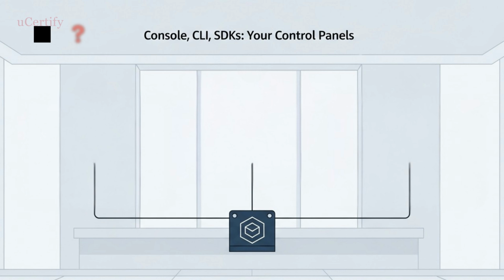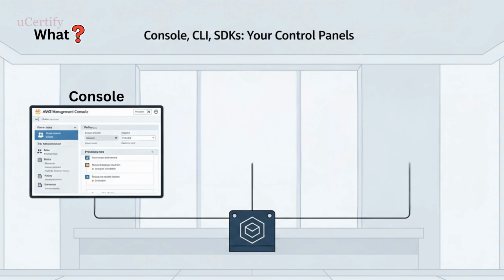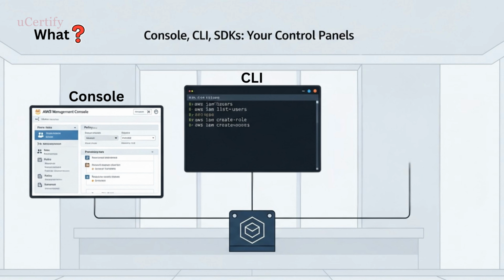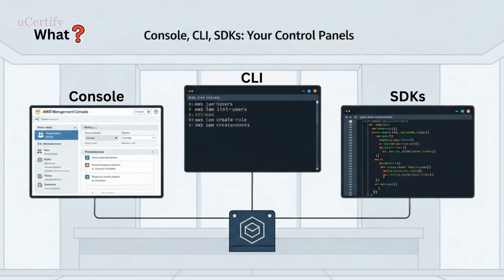Finally, the what part. AWS provides various tools to manage IAM effectively. You can use the AWS Management Console for a visual interface, the AWS Command Line Interface, CLI, for scripting, or software development kits, SDKs, for programmatic access.